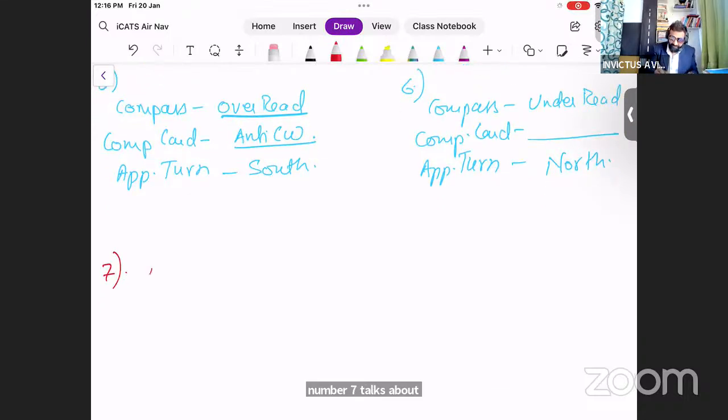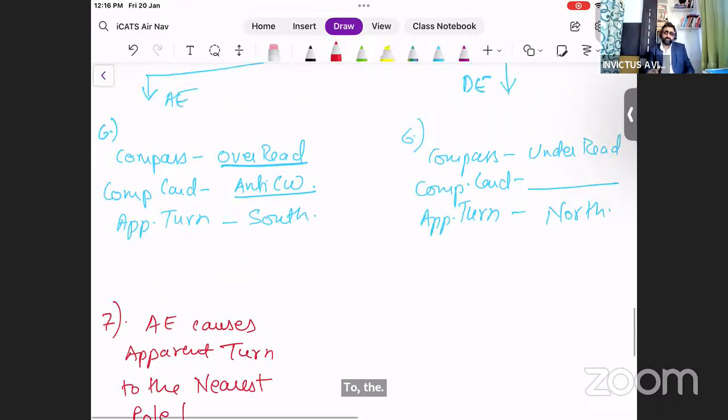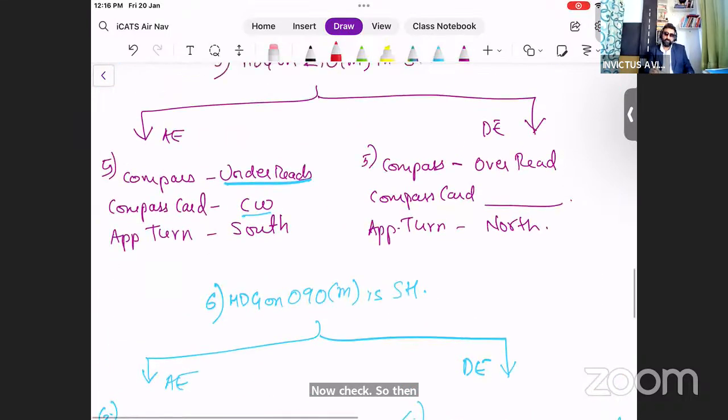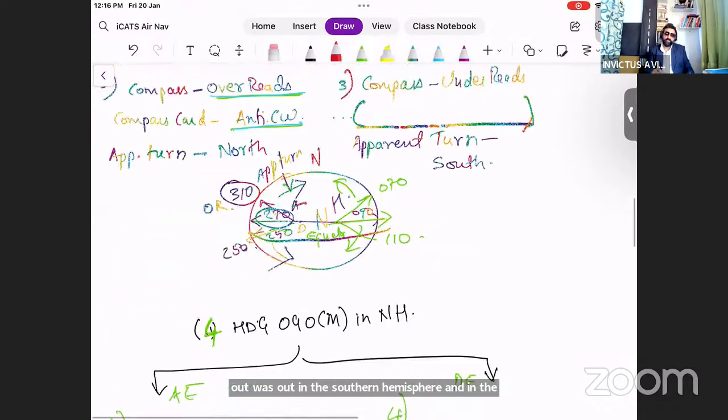So you'll write: acceleration error causes apparent turn to the nearest pole. Now check. In the southern hemisphere, our apparent turn was south, and in the northern hemisphere it was north.